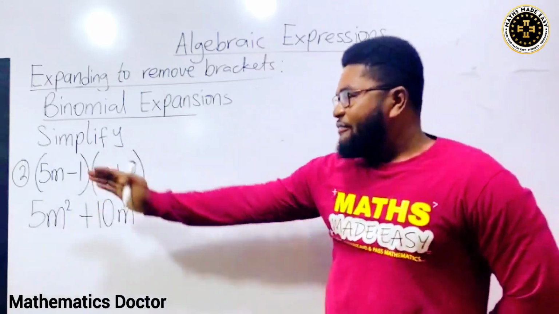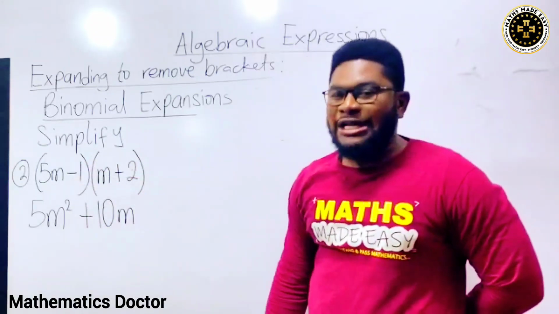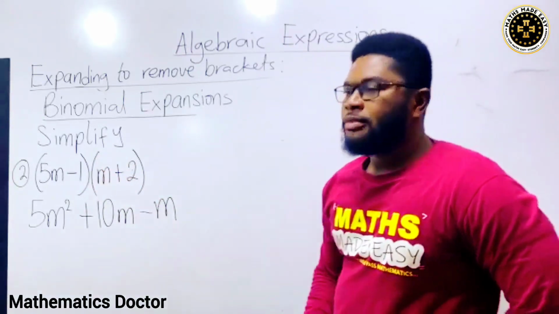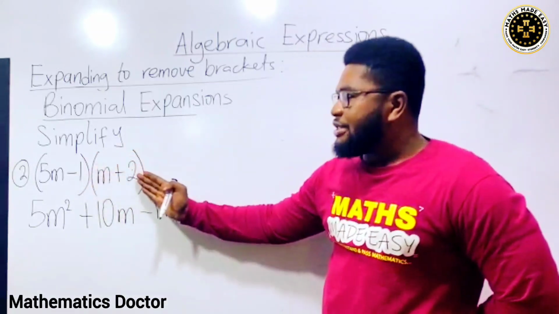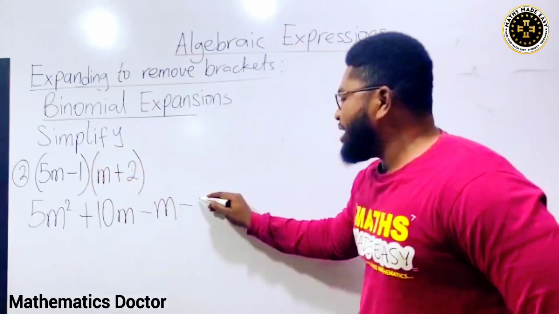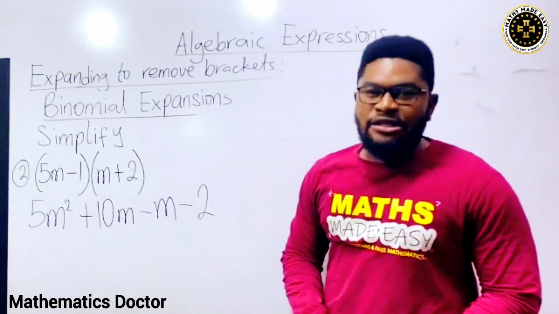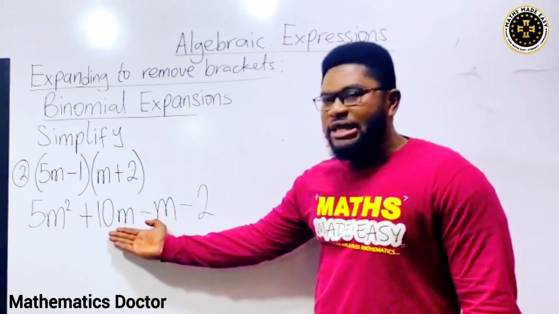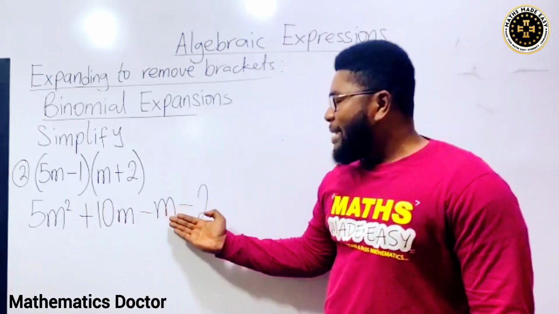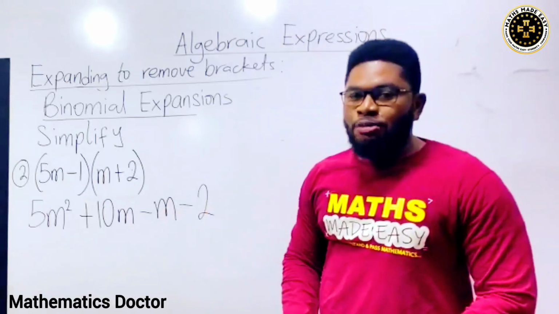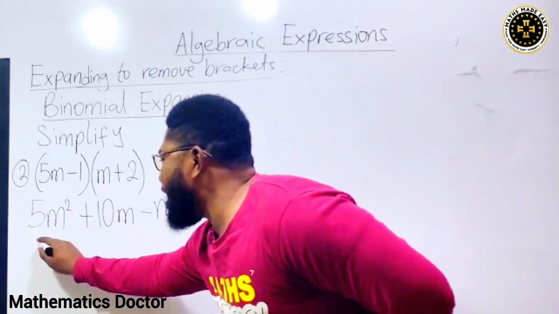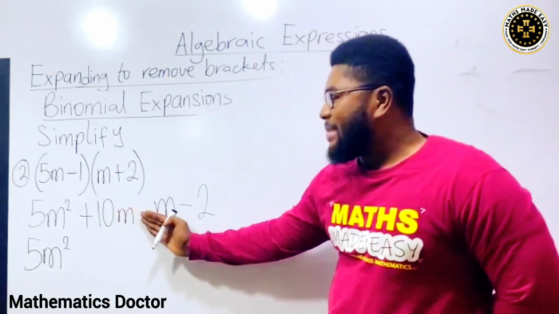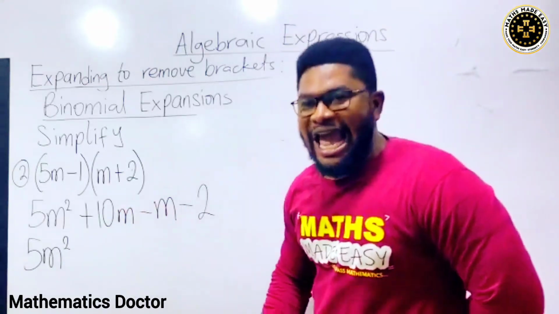Now that we are done with the 5m, let's go to the next term, which is minus 1. So minus 1 times m will give us minus m. Then minus 1 times positive 2 gives us minus 2. Now that we are done expanding to remove the bracket, we will go ahead and check for like terms. The like terms in this expression will be 10m and minus m. Since they have already been grouped, let's simplify. So we have 5m squared beginning, then positive 10m minus m will give us positive 9m.